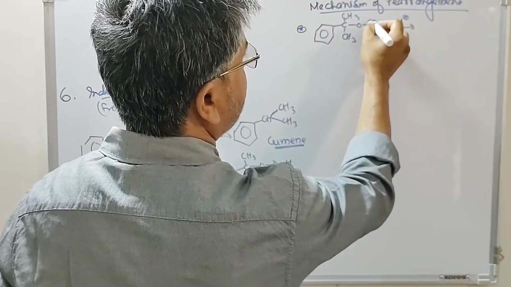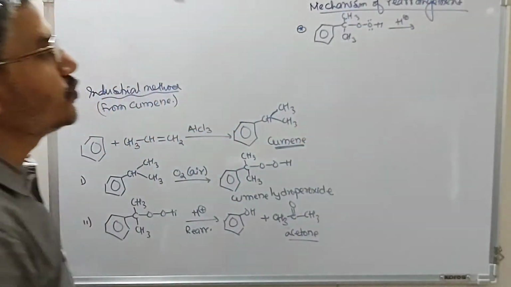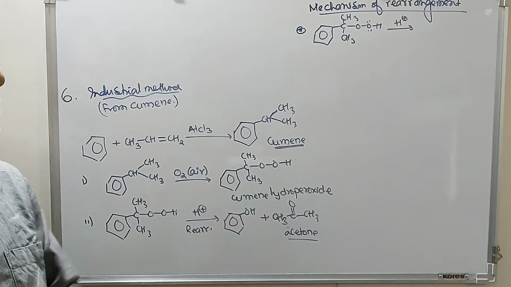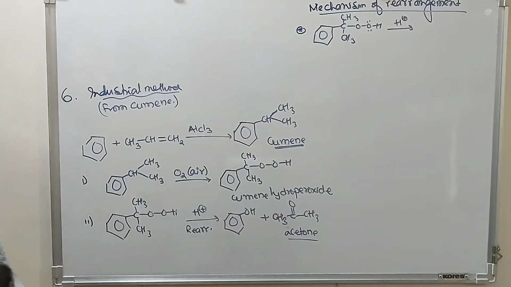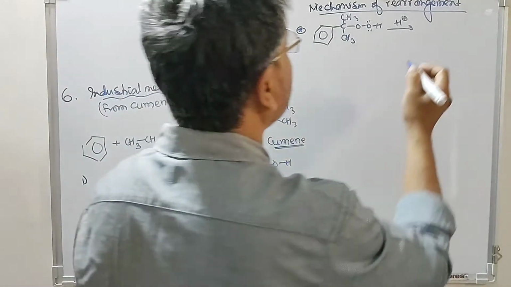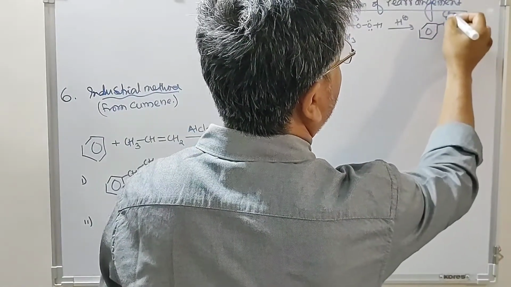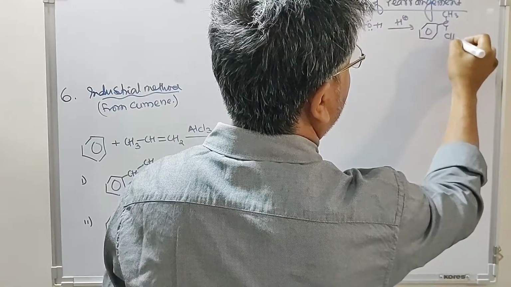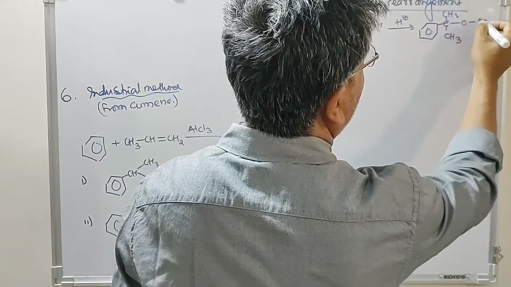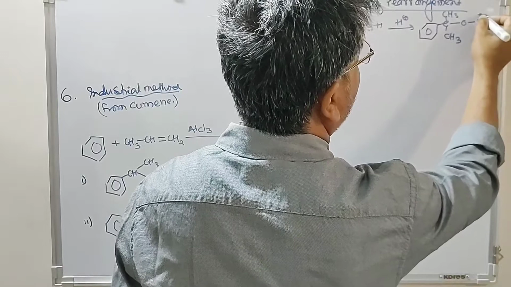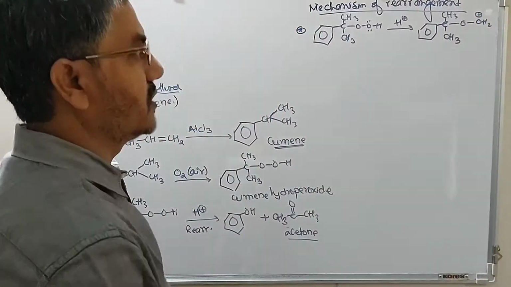Now look at it, this oxygen is having 2 lone pairs of electrons. So oxygen with a lone pair of electrons is acting as a basic site. So this reacts with acid to give you this species, OH2 with a positive charge.